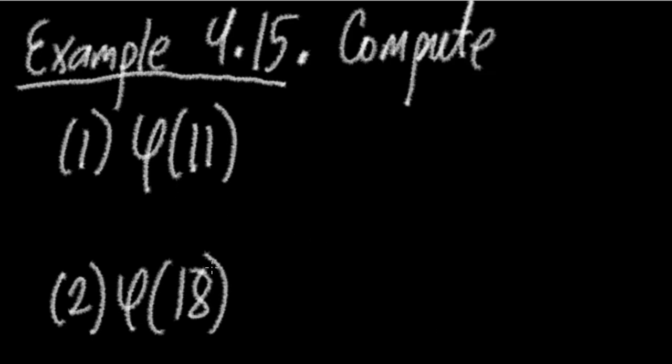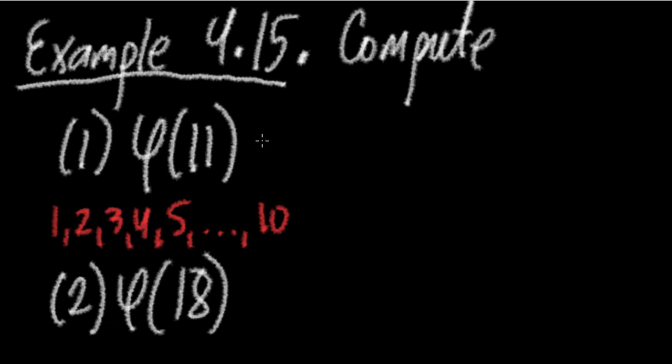Notice that 11 is a prime number. If it is a prime number, it doesn't have any factors except 1 and itself. The GCD of 1 and 11 is 1, so we should include 1 in our answers. Our answer includes 1, 2, 3, 4, 5, up until 10. 11 cannot be included, because it has a common factor with itself. So therefore the answer is 10.